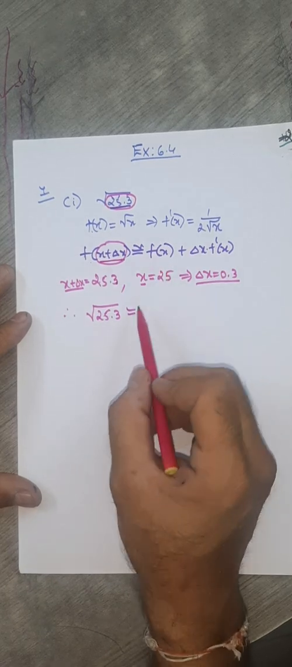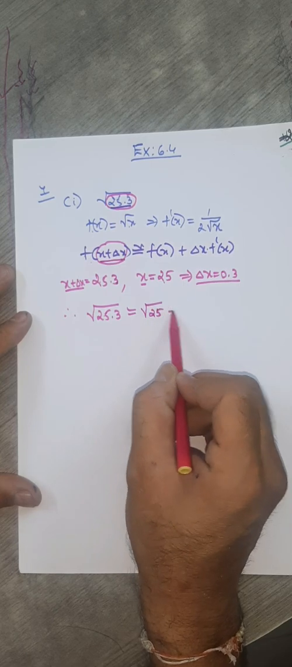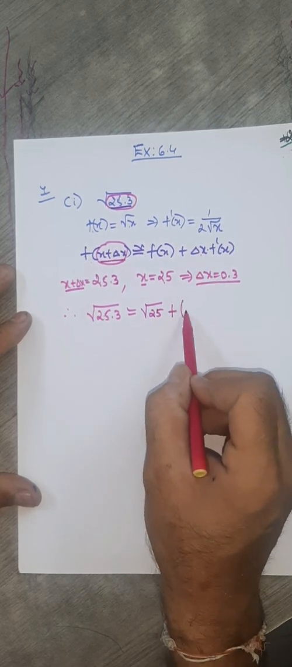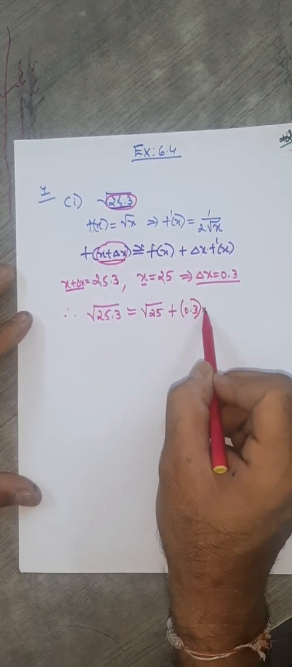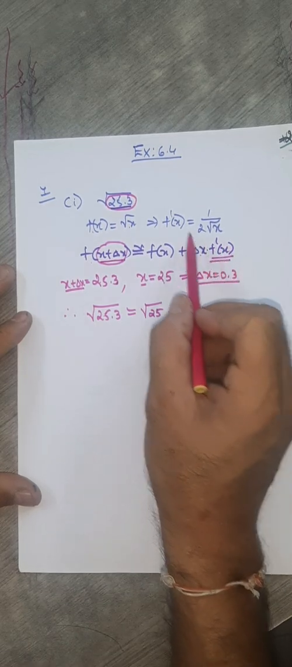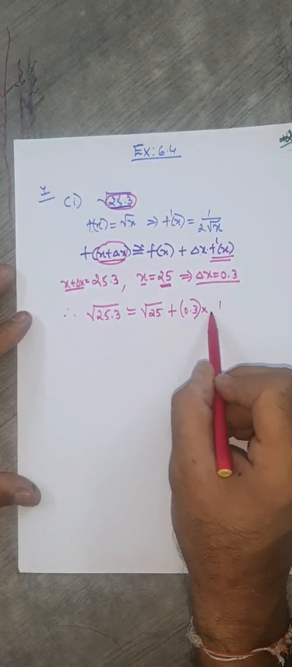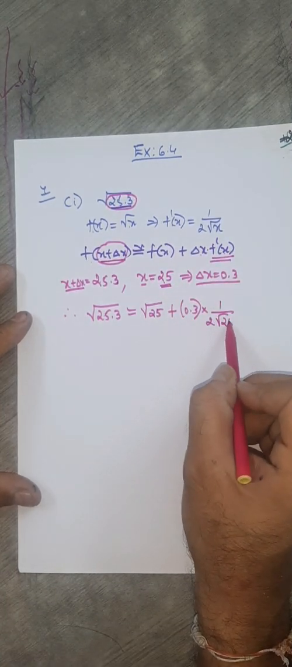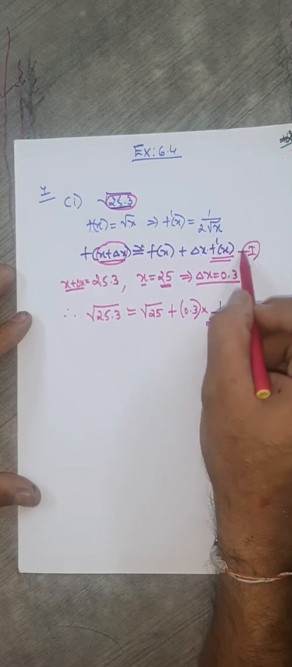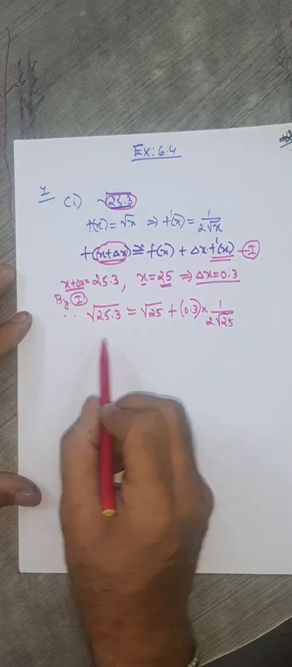What is f of x? That is root 25, because here x is 25, which you know. Plus, what is delta x? 0.3 into f dash x. f dash x means in this derivative, instead of x, you write this 25. So 1 upon 2 root 25. You can call this as just 1, and here this is by 1. That is by the above formula.